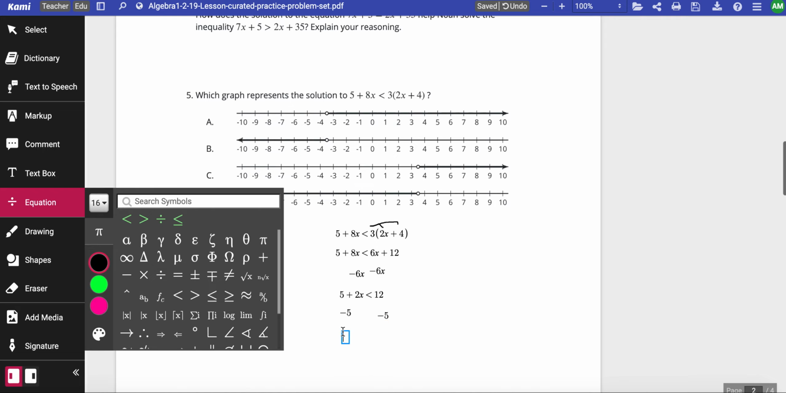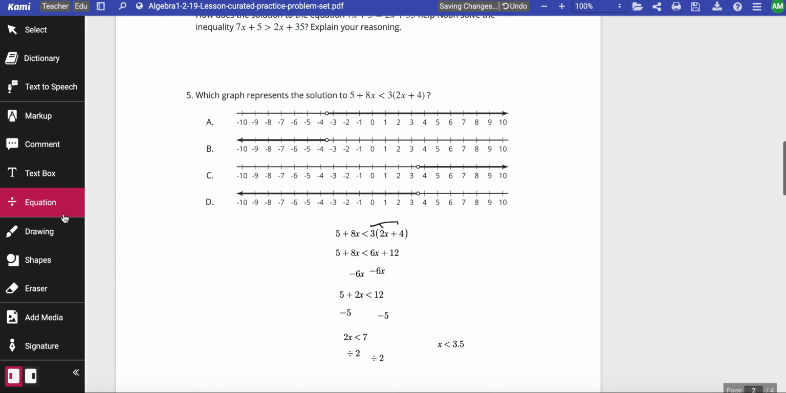And you're going to have 2x, because 5 minus 5 is 0, so we're going to have 2x is less than 7. Then you're going to divide by 2 on each side. And you're going to get x is less than 7 over 2, or you could say 3.5.